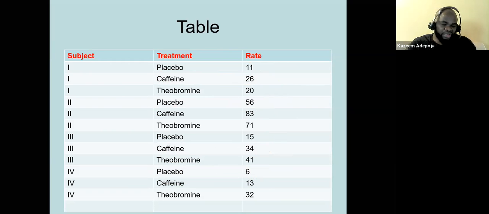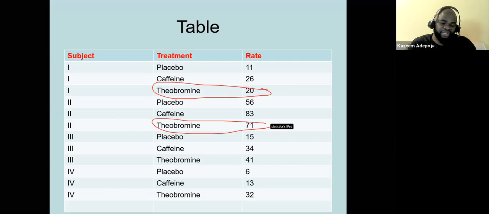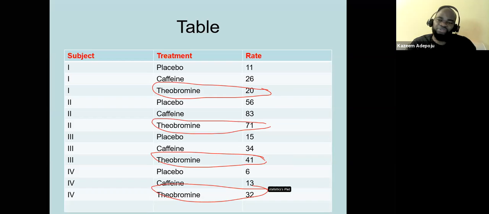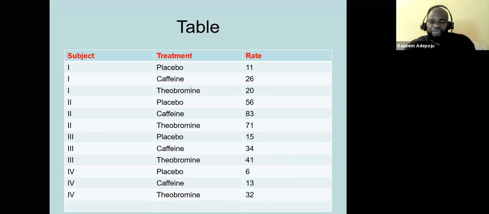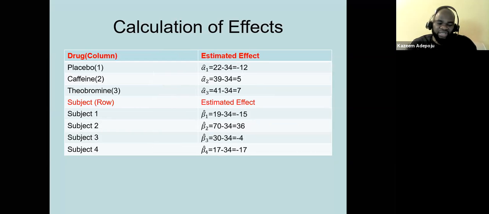Okay? And if I want to have the mean that has to do with trebomine, I'm going to do the same. Take a look at that. I'm going to add all those values together and divide by 4. And when I do that, of course, I will be able to obtain 22, 39, 41 that I obtain right here. And after that, I'm going to subtract the grand mean from each and every one of those.